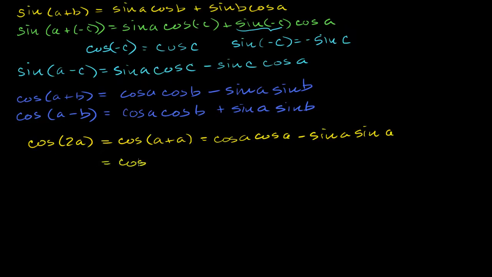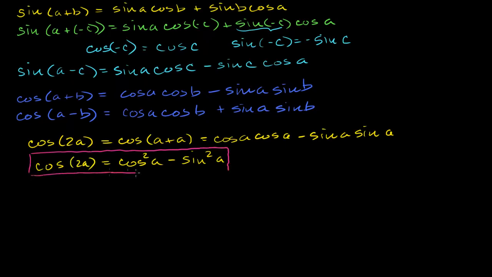Which I could rewrite as this is equal to the cosine squared of a, I just wrote cosine of a times itself, minus sine squared of a. So that's one identity already. Cosine of 2a is equal to the cosine squared of a minus the sine squared of a. Let me box off my identities that we're showing in this video. So I just showed you that one.